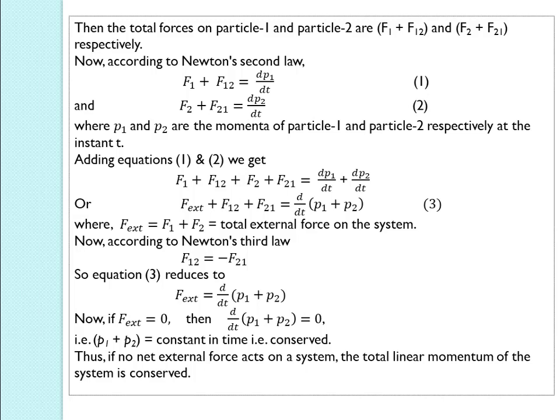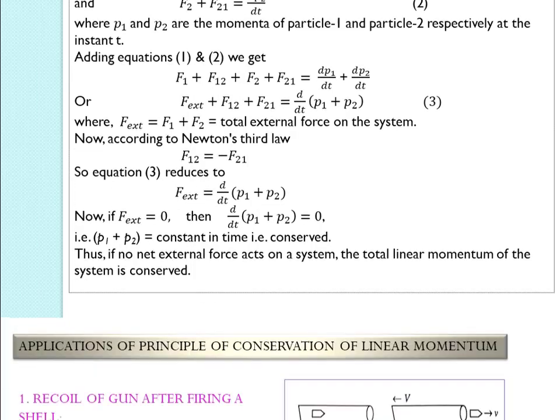Now if we put F external to be 0, then the time derivative of P1 plus P2 is equal to 0. That is, we can say P1 plus P2, which is the total momentum of the system, remains constant in time, that is, it is conserved. So we can conclude that if no external force acts on the system, the total linear momentum of the system is conserved.